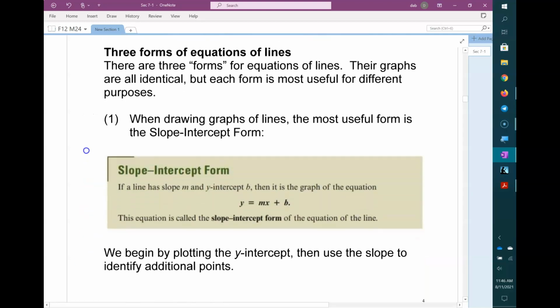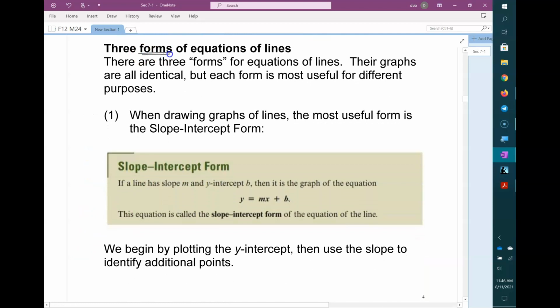Okay, so there's 3 forms of equations of lines, and forms in math are just kind of templates or models. There's 3 different ways we write lines, and there's reasons for each of the different ways. They're each useful in different situations.